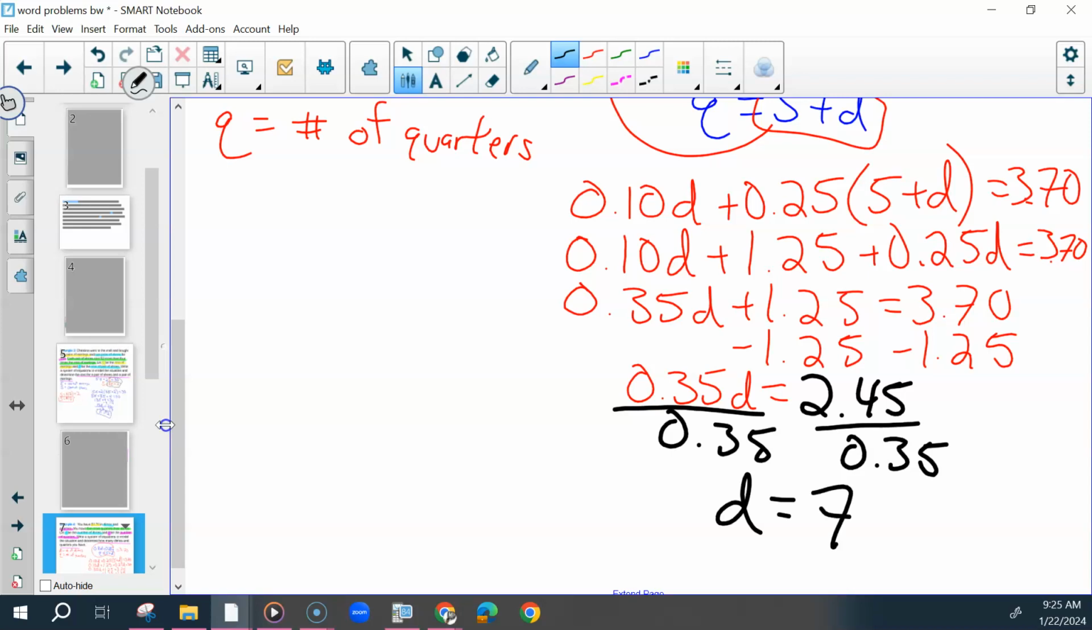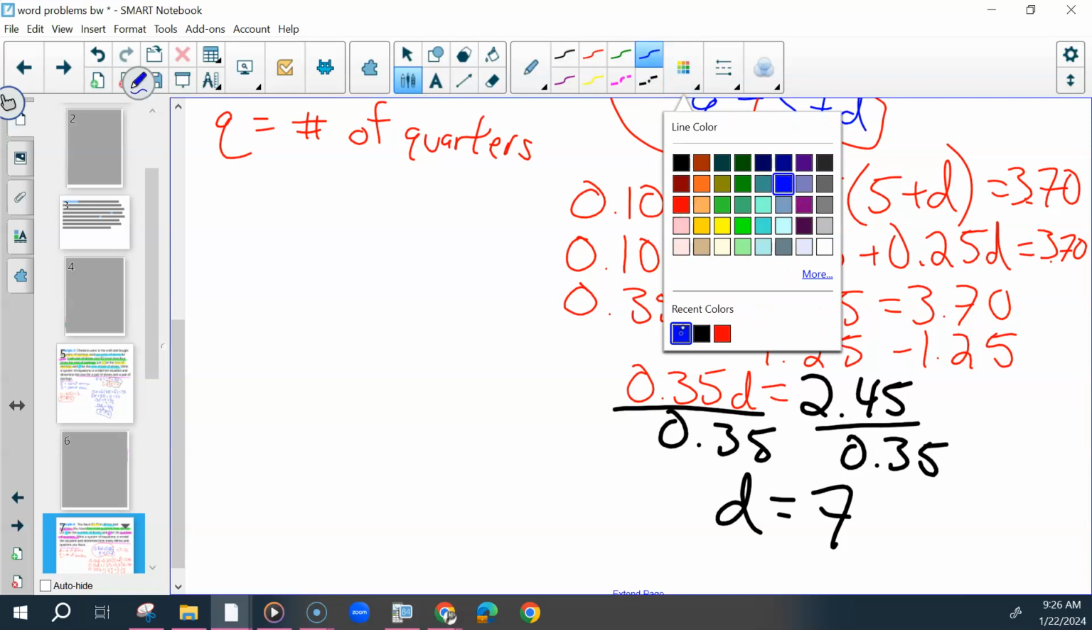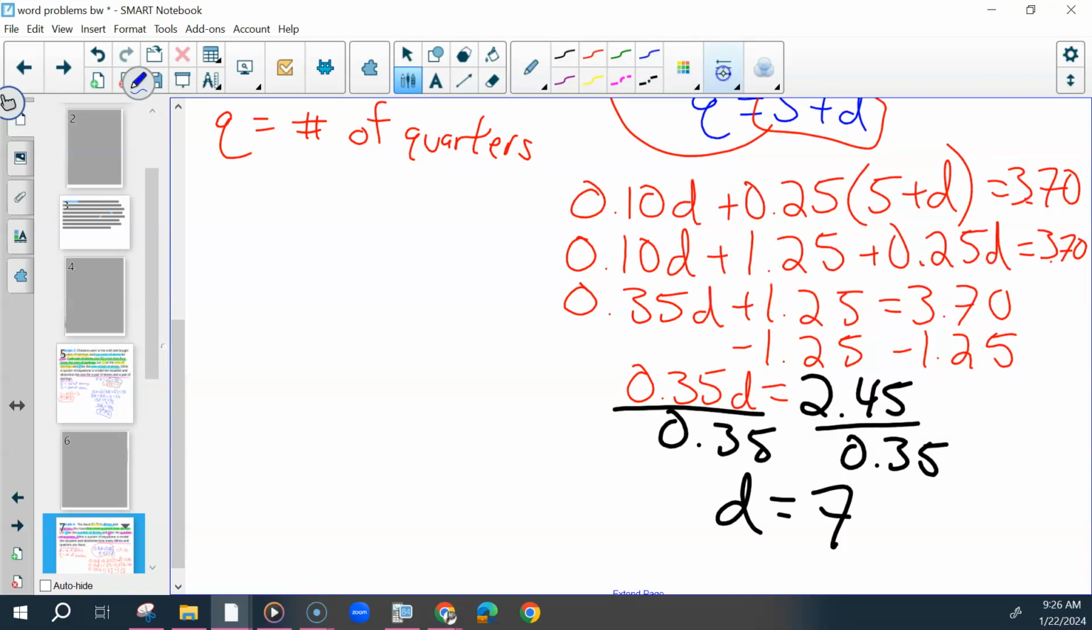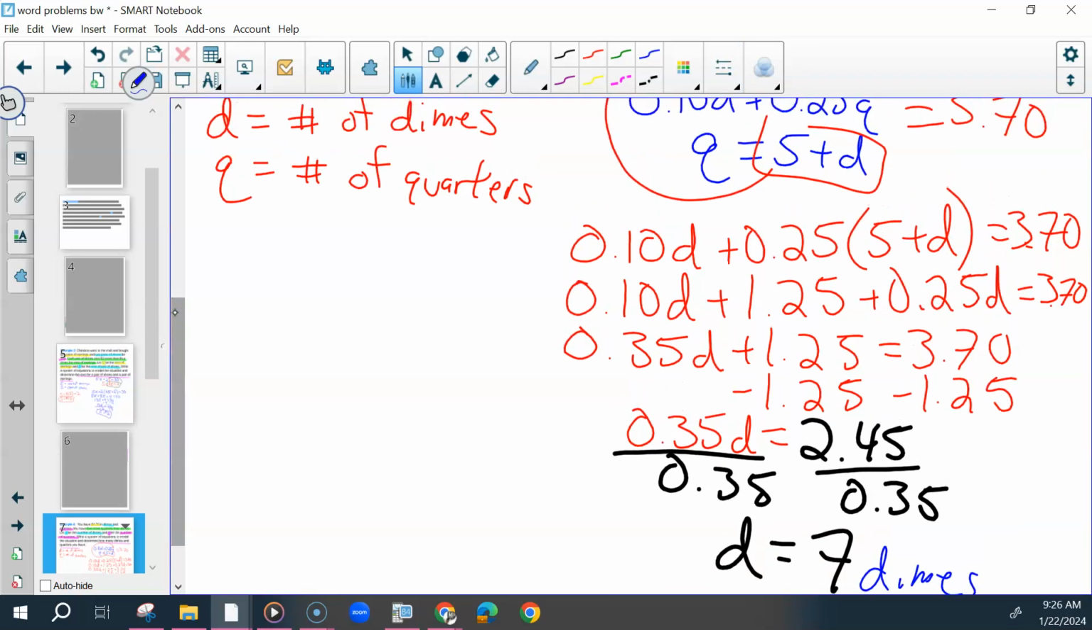So if you, let's say, set this up backwards, solve this for D and put Q in here, and then substitute it in, you might get a number that's different, or you may get a decimal. And if you're looking for a number of dimes or quarters, this can't be a decimal. So be mindful of that. And then to find our number of quarters, add 5 to it.